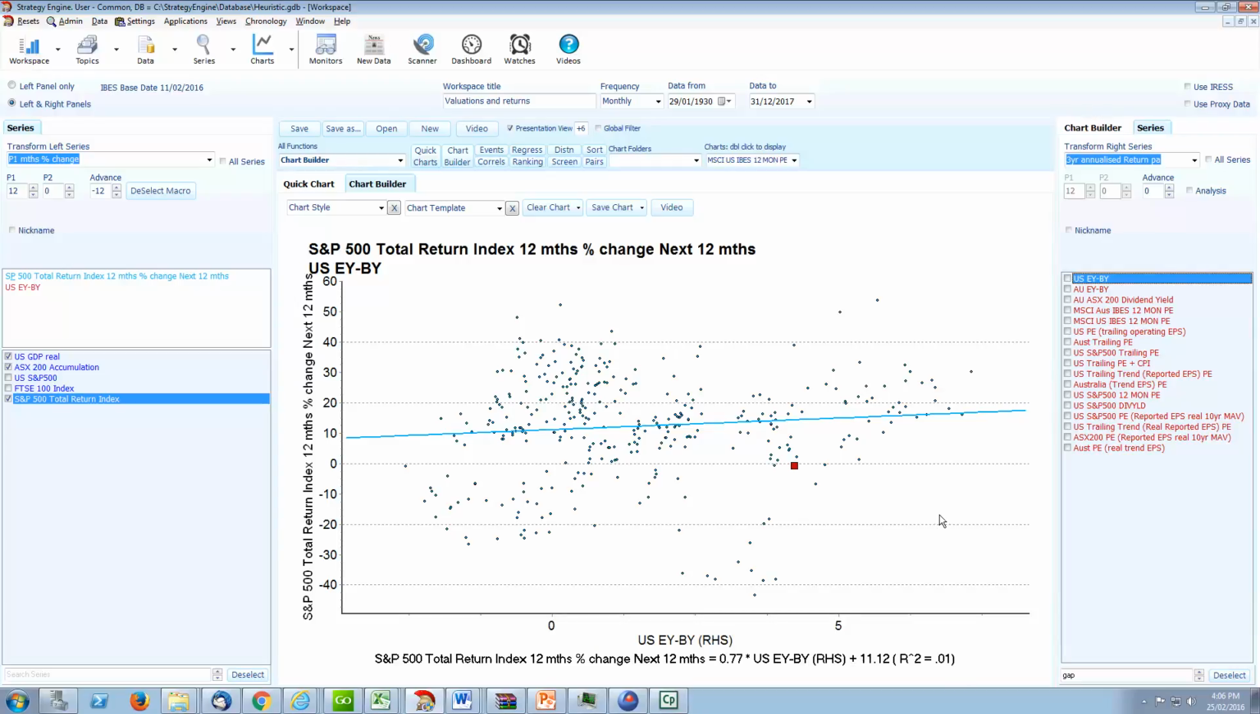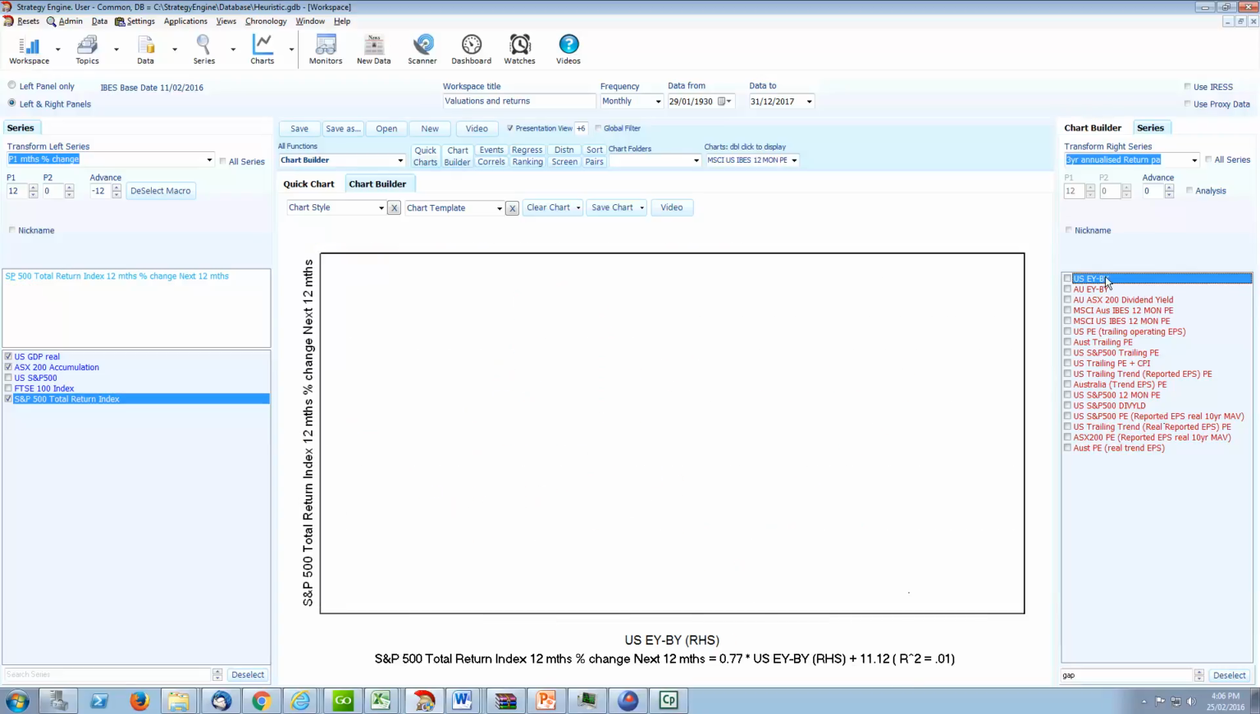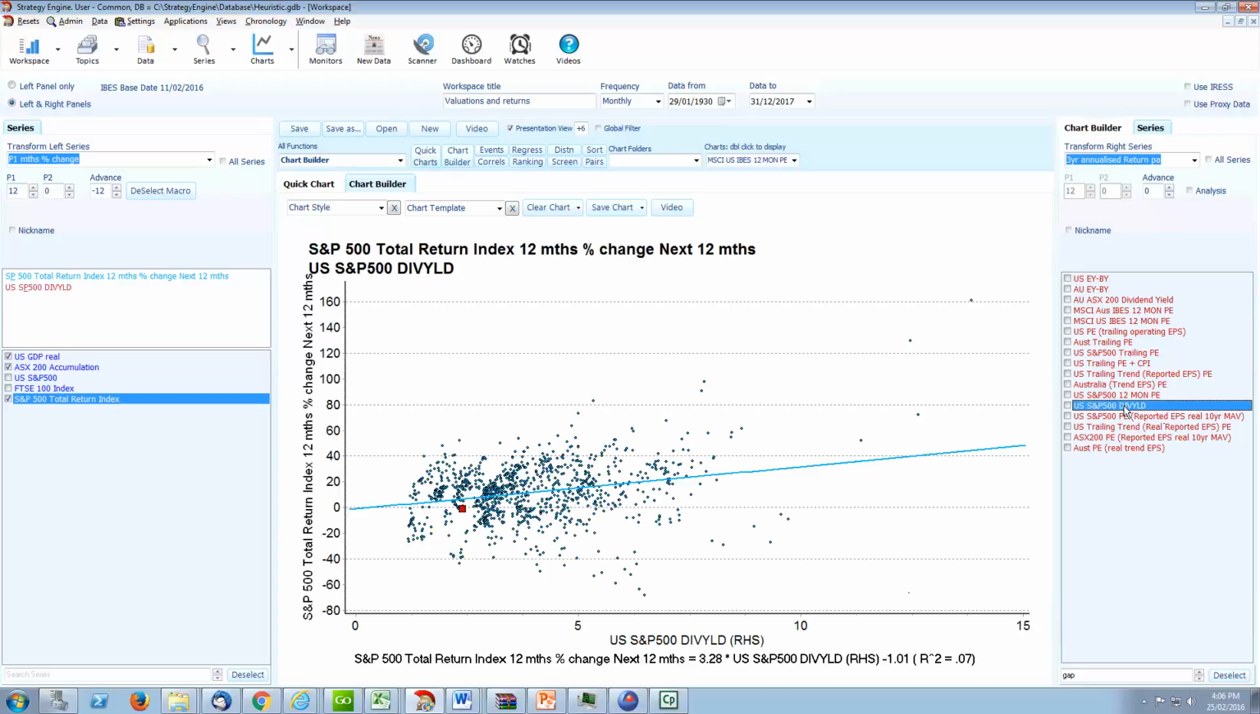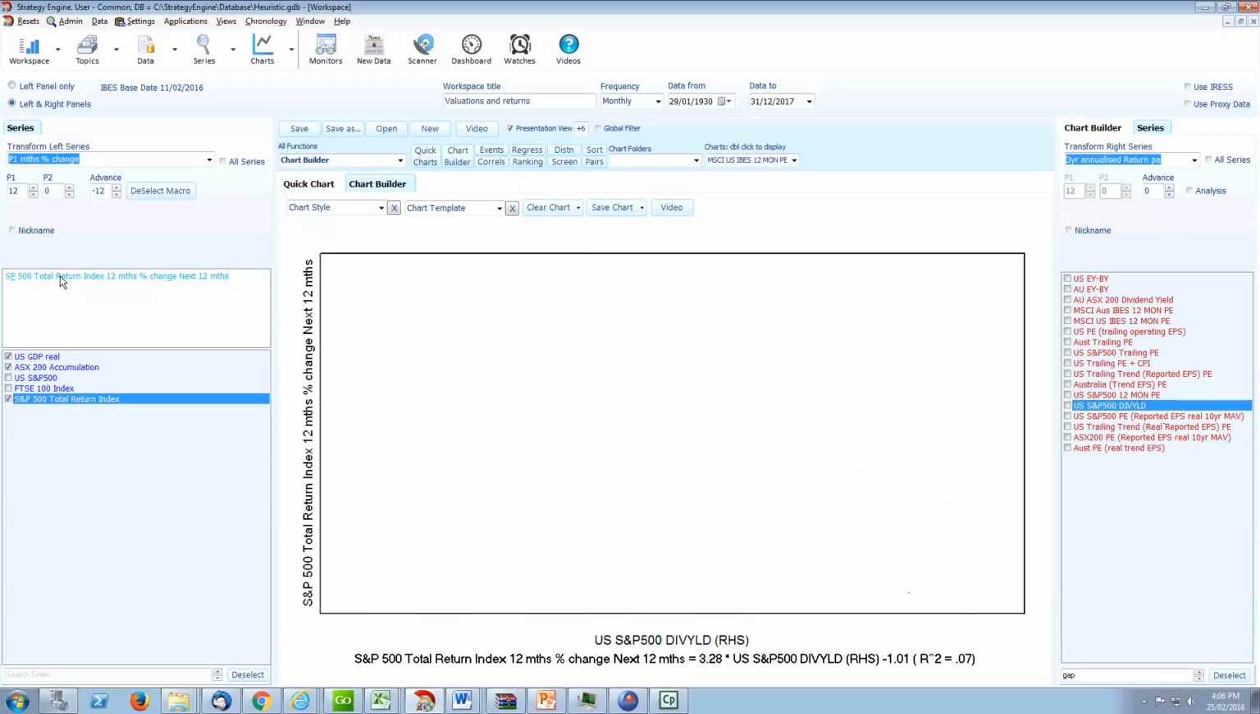So it seems fairly clear that, just looking at the US and a range of different valuation methods, they're not that useful over the very short term, which is perhaps no surprise. Let's choose one more, dividend yield. There, as you can see, there's also not a very good relationship between the two. So if we extend that out a little bit, let's look at, say, 2-year returns. I'll do that for the US.